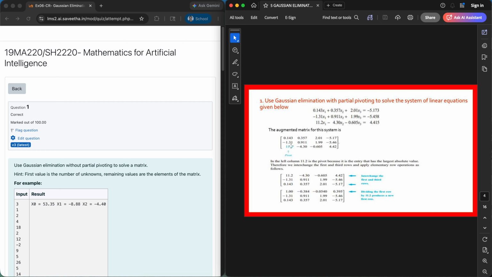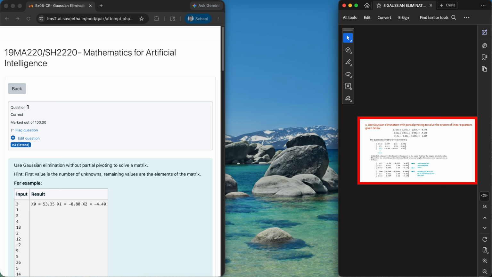Rather, you simply have to solve the matrix straight away, where you are going to divide it by the first element, and you are going to make the remaining elements 0 in the column. All these kinds of things are required, but you need not identify the pivot element. So let's see how it is being done.